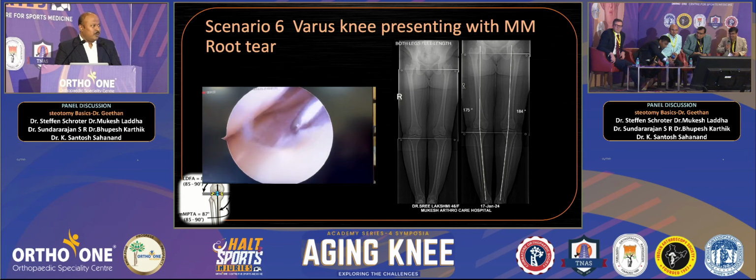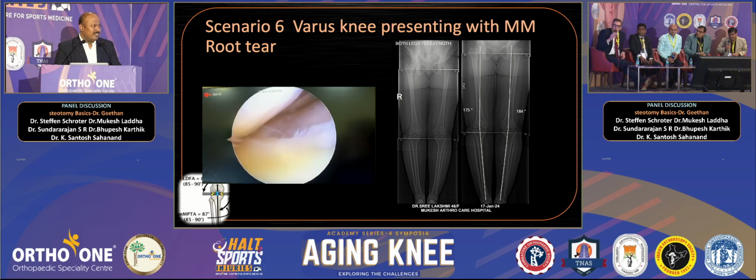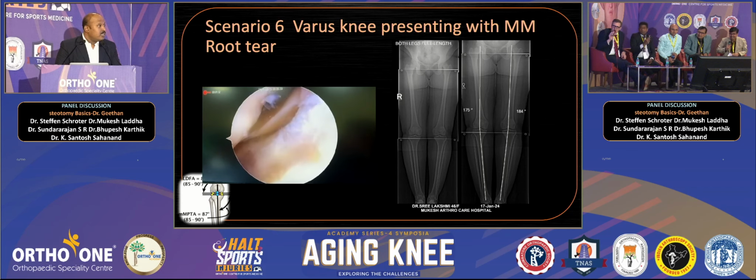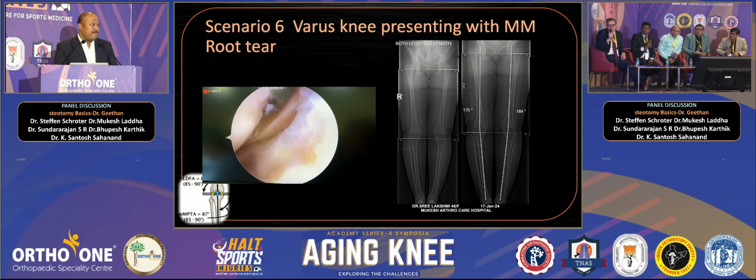So we just did the root repair and came out, sir. And where is the pain in the knee? Medial or lateral or in the whole knee? Predominantly medial and acute onset pain. Everything was suggesting a medial meniscal root tear. Then I agree, start with knee preservation and explain to the patient that if the pain is in the whole knee, then I guess it will be useless. But if it is just medial, then it could be successful for some years.